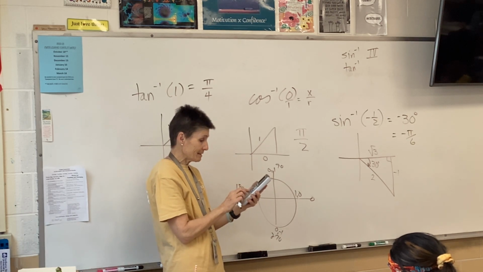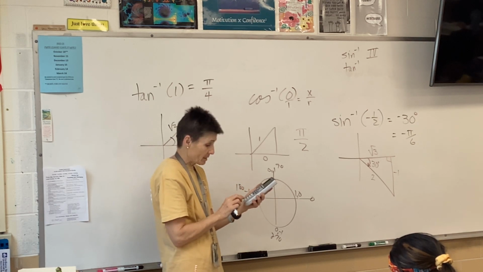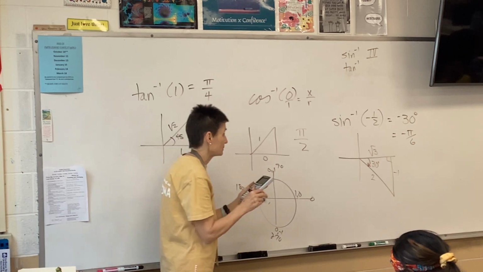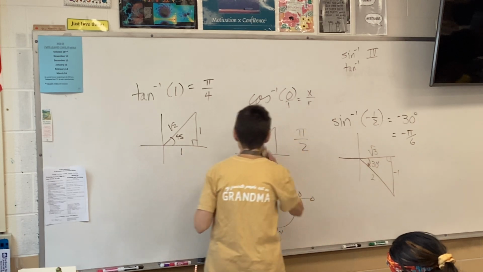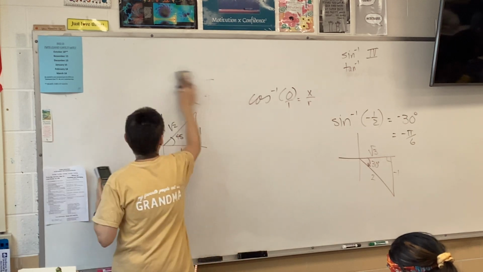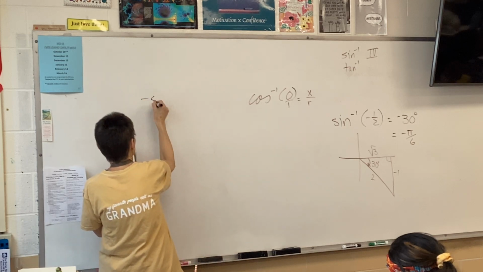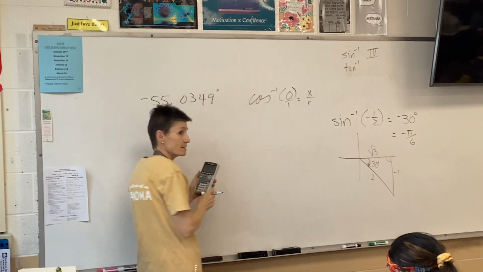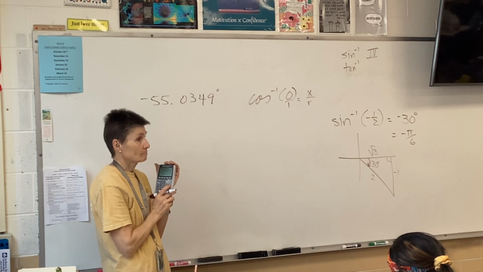So second tangent, negative 1.43.10,000. What did you get when you typed that in on your calculator? Go ahead and say it. Calculators don't lie. Negative 55.0349 degrees. Easy.